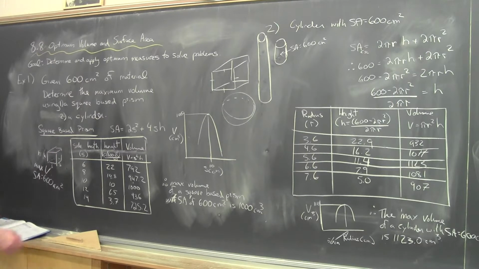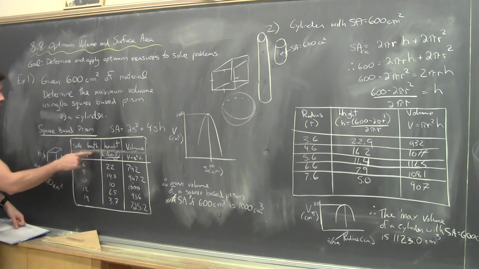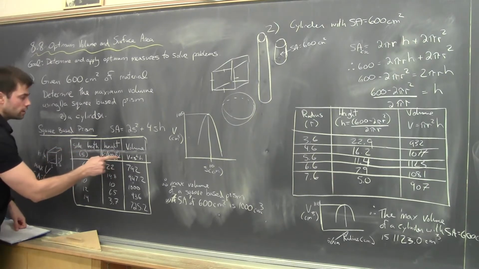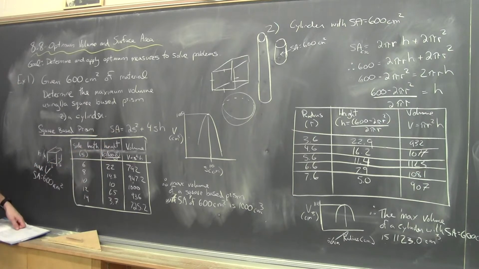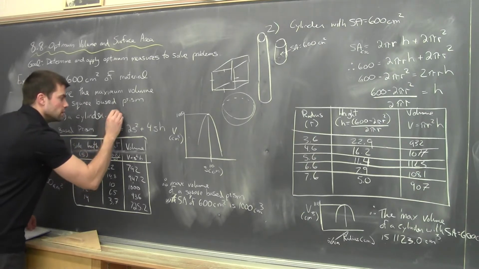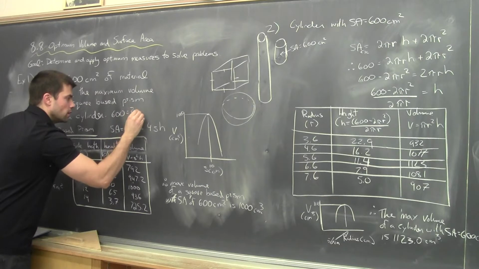Now what they've done in the textbook is they know the surface area is constant at 600, so they've plugged in 600 for the surface area.